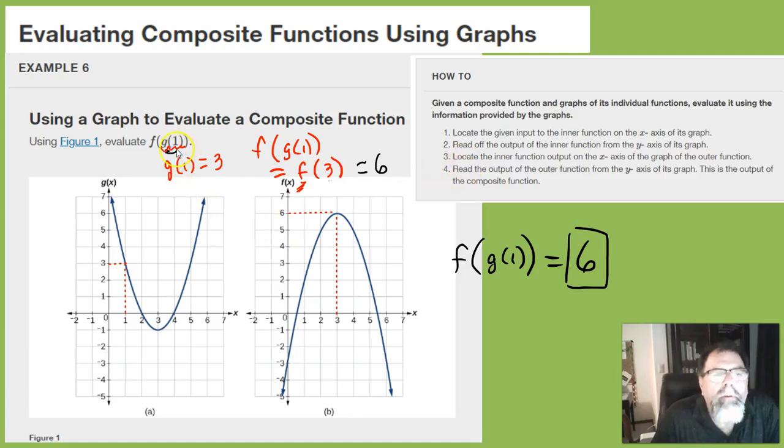All right, so you're going to plug the 1 into g first. So you go to the graph, x is 1. You go to where that grid line intersects the graph, and then read off the y value. So g of 1 is 3.